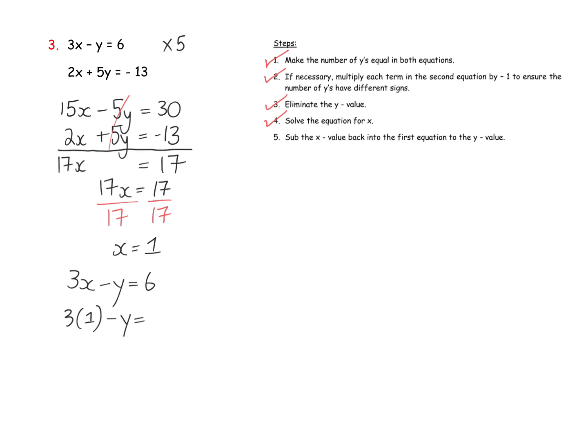3 times 1 is 3, minus y is equal to 6. We need to bring all the numbers then to the right, so we minus 3 from both sides. We'll get that minus y is equal to 3, so we'll get that y is equal to minus 3. The point of intersection then we get is 1, minus 3.